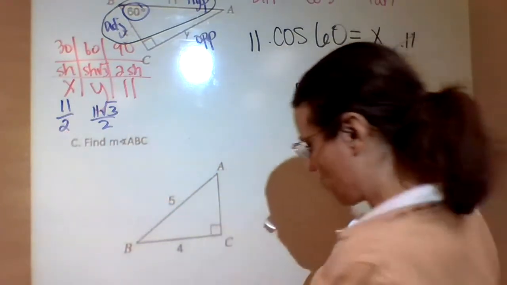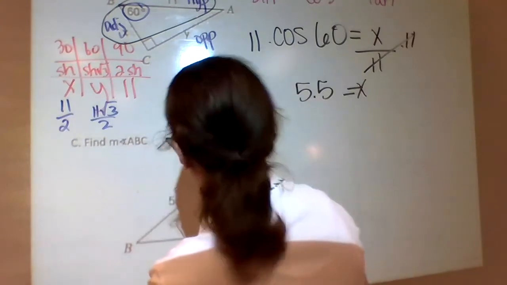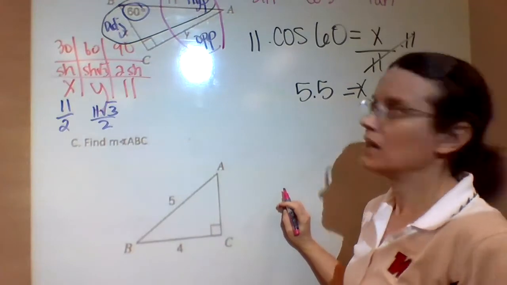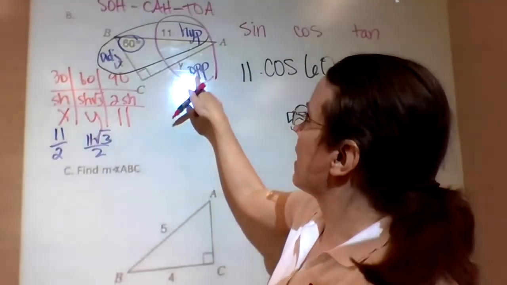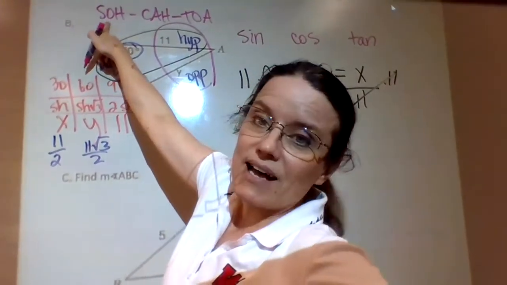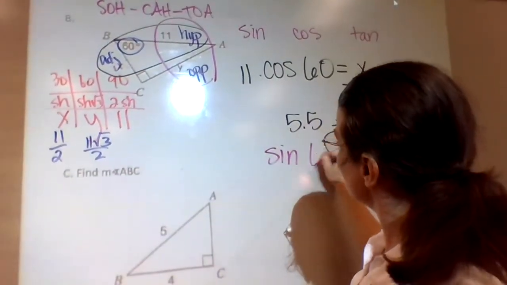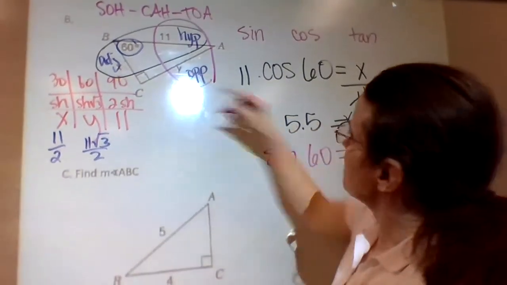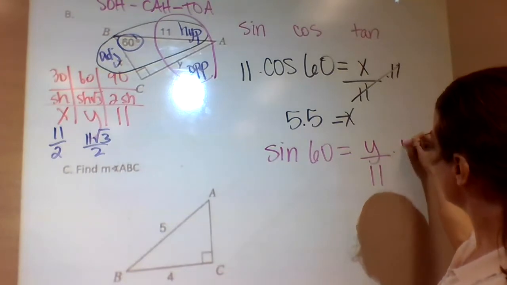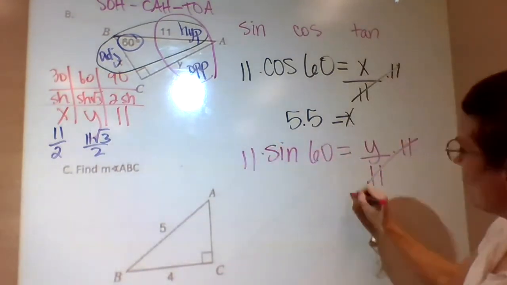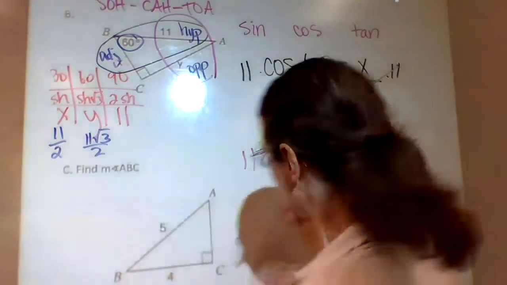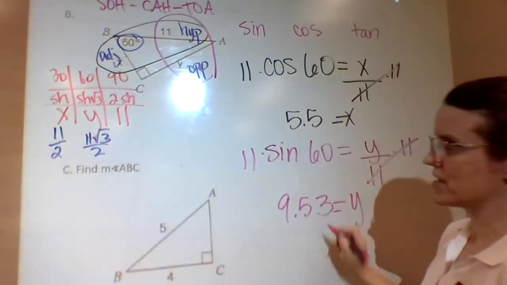Now I need to find my y. And so we're going to say, okay, to find my y, if I pair it with the piece I know, that's going to be paired with my opposite and hypotenuse. Opposite and hypotenuse is sine. So I'm using the sine of 60, and my opposite is y, and my hypotenuse is 11. So again, I'm going to solve this by getting y by itself, and now I do 11 times the sine of 60, and I get 9.53 for y.